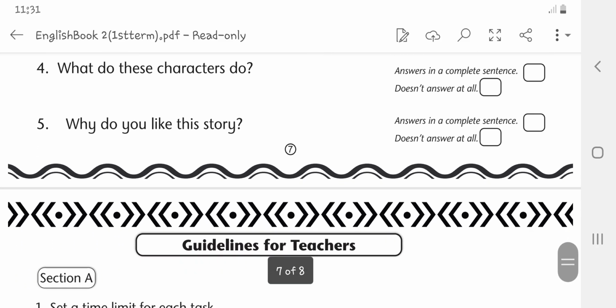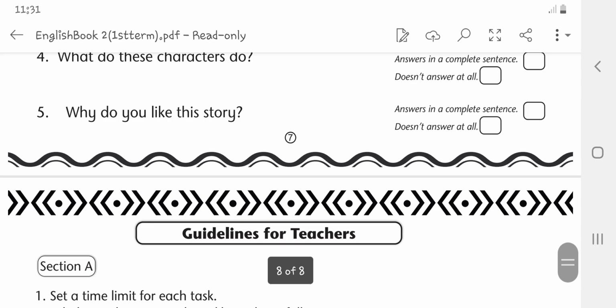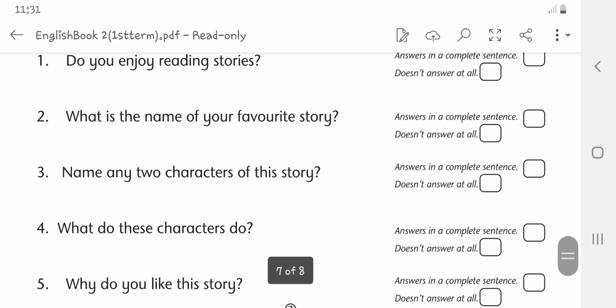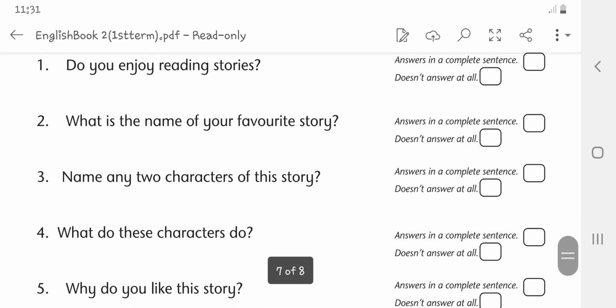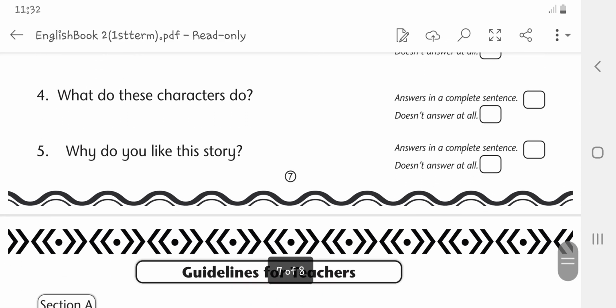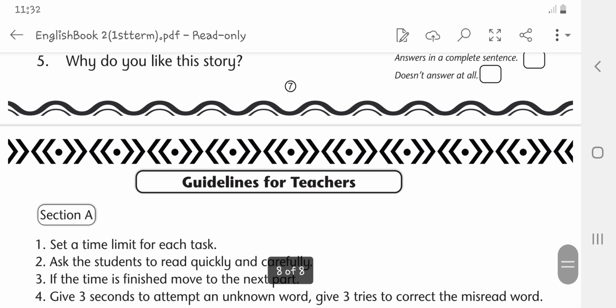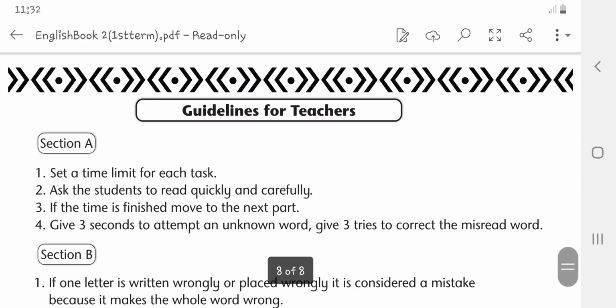So this conversation is purely open-ended. The students can name any story. It's not important that they name some story that is given in the textbook only. They can name any story as long as they can answer all the questions. They can tell why they like the story, what are the names of the characters, what do these characters do. That is fine. So this is an open-ended section.